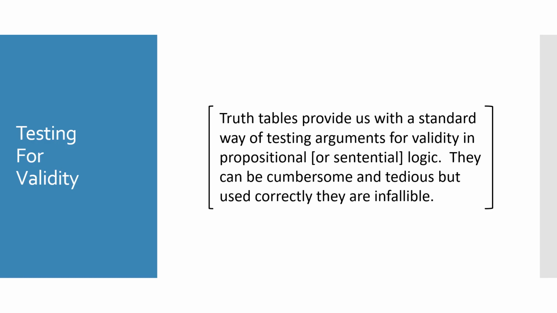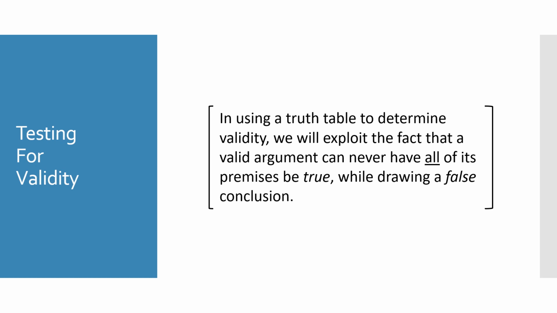Now, truth tables provide us with a rather standardized way of testing arguments for validity in propositional logic. These can be insanely cumbersome and rather tedious to work through, but if they're used correctly, they are technically infallible. And in using a truth table to determine validity in an argument, what we are going to do is exploit the fact that a valid argument can never have all of its premises be true while drawing a false conclusion.